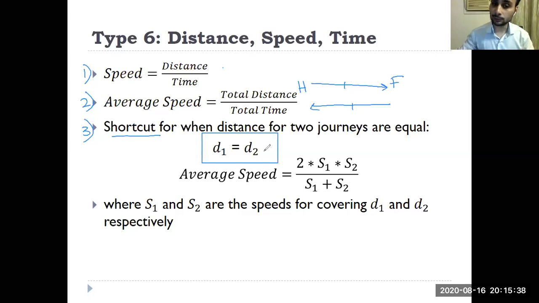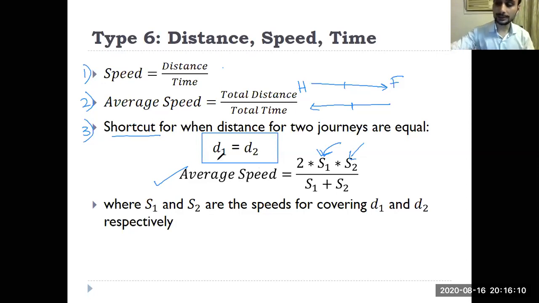जब d1 is equal to d2 हो जाता है, तो all you need is speed for the first distance, for covering the first distance. For example, ये वाला house से friend के घर, and speed for the second distance. For example, ये वाला friend से वापस house अपने घर वापस आ गए. So S1, S2 divided by S1 plus S2 multiplied by 2 will give you the average speed. And you know what S1 and S2 is. This trick will help you solve the question in a very fast manner.